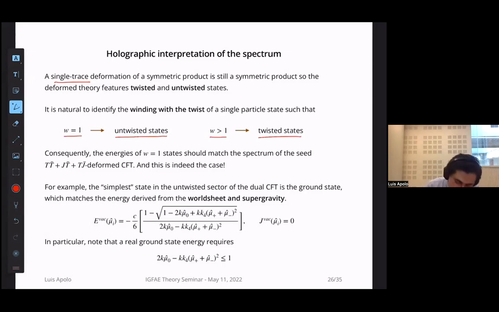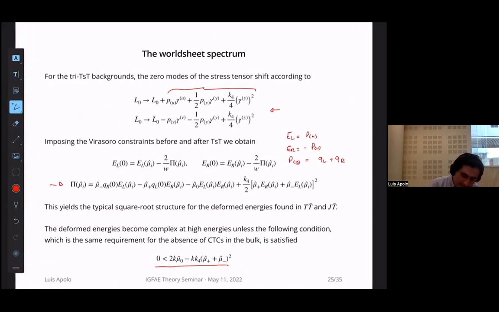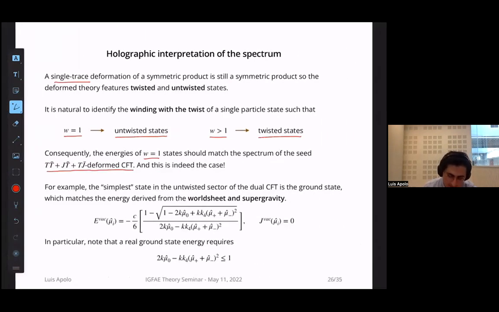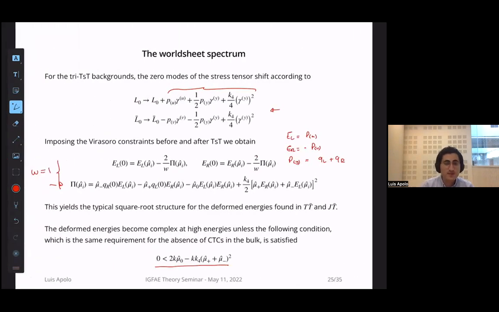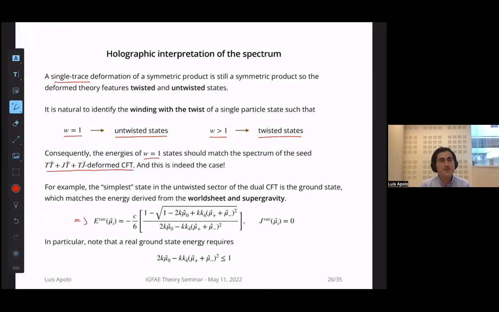What this means is that the energies of the states with winding 1 should match the spectrum of the seed TTbar plus JTbar plus TJbar deformed CFT. And this turns out to be the case. If you look at the formulas that I have written here, and you set the winding to 1, you recover the spectrum of these deformed theories. For example, the simplest state in the untwisted sector of the dual CFT is the ground state, which I've written here. And this ground state matches the energy that we derive from the worldsheet, so the expression here. But it also matches the energy that we can compute from supergravity.